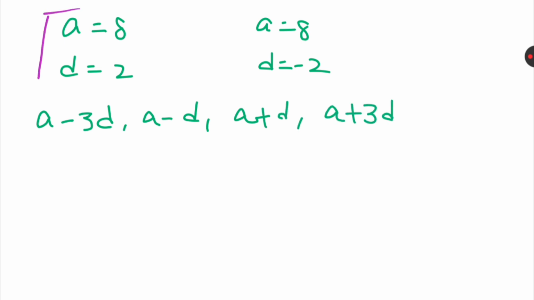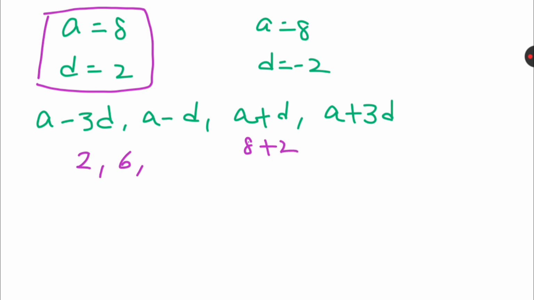Let's take the first one, a equal to 8, d as 2. 8 minus 3 times 2, that is 8 minus 6, which gives 2. The first term is 2. Then 8 minus 2, which is 6. Then 8 plus 2, which is 10. Then 8 plus 3 times 2, which is 8 plus 6, that is 14. So among these numbers, 2 is the smallest number.